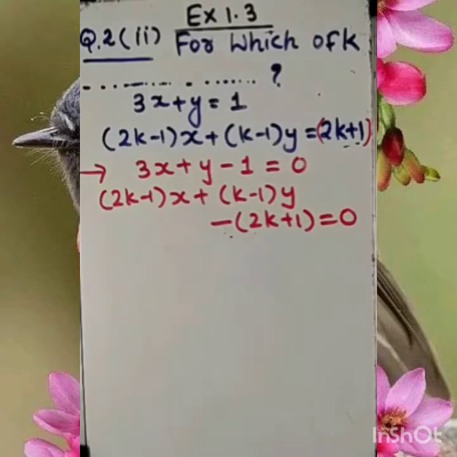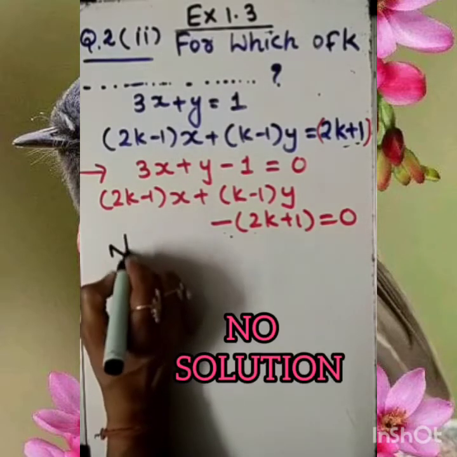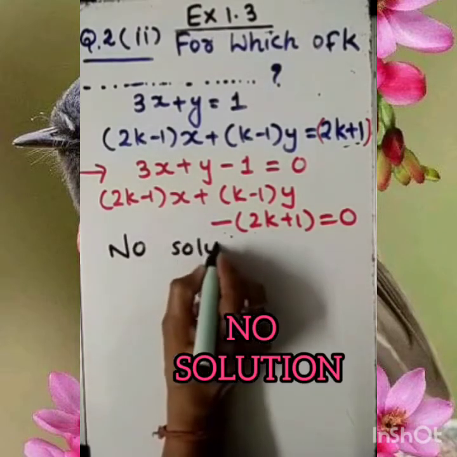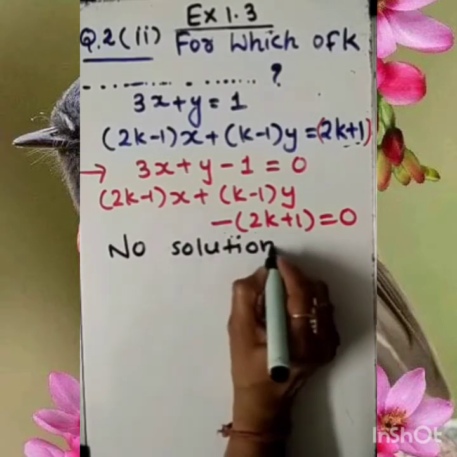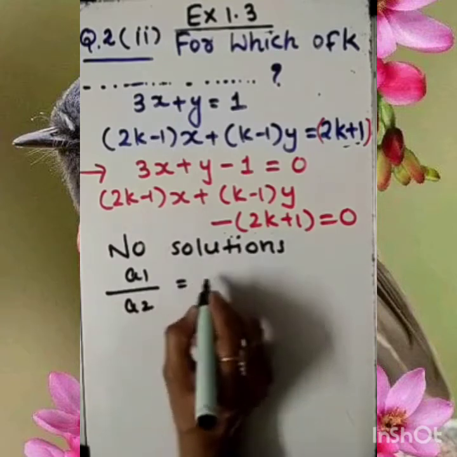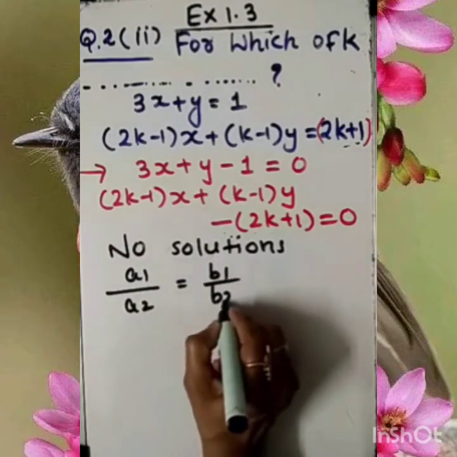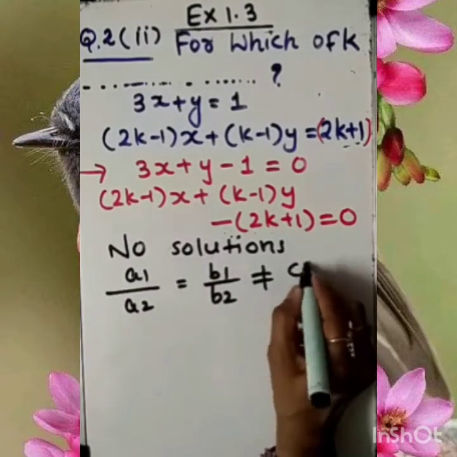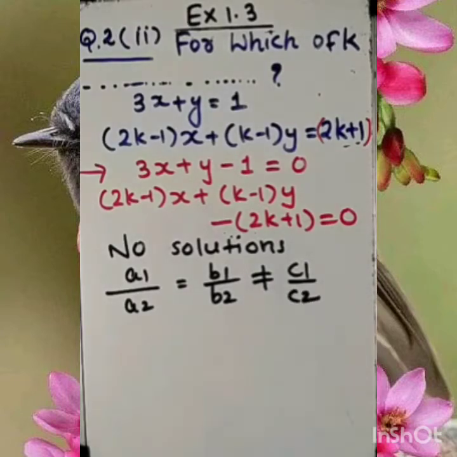Now very simple, very easy, as we know that here we are given no solution. Whenever we are having no solutions, in such a case we know that a1 upon a2 equals b1 upon b2 not equal to c1 upon c2. This criteria and condition we know very well, right?